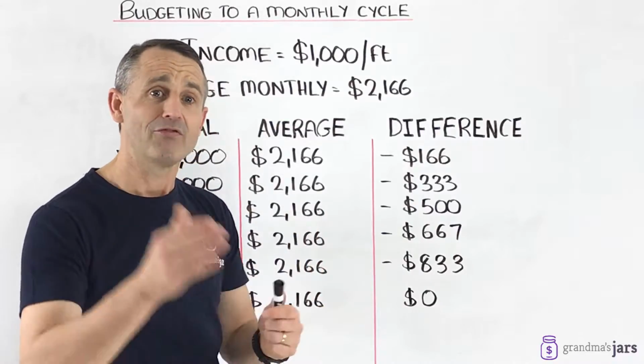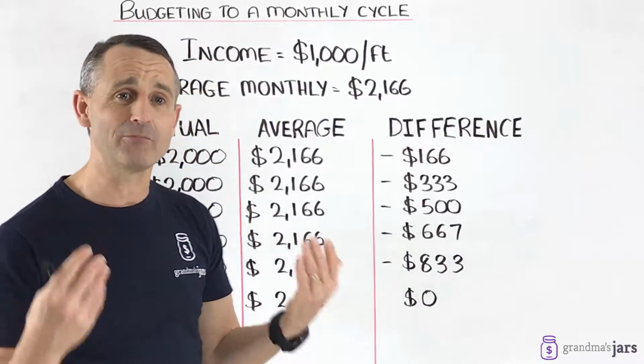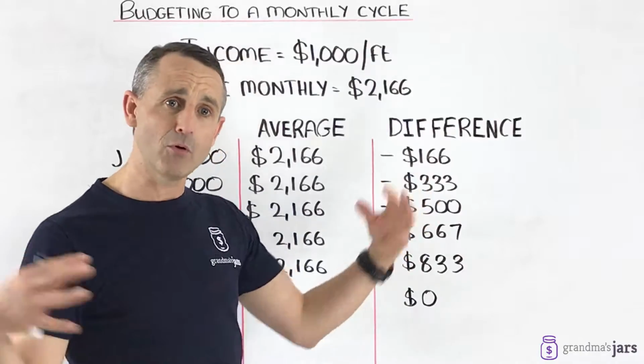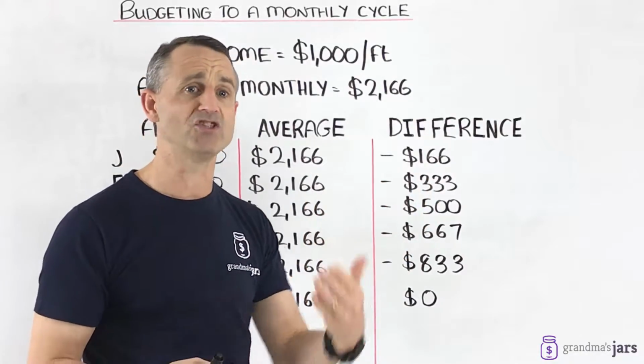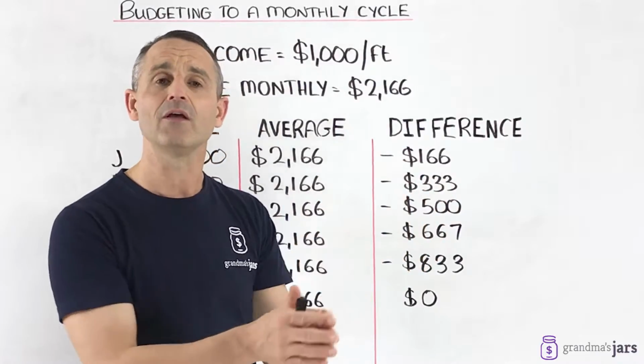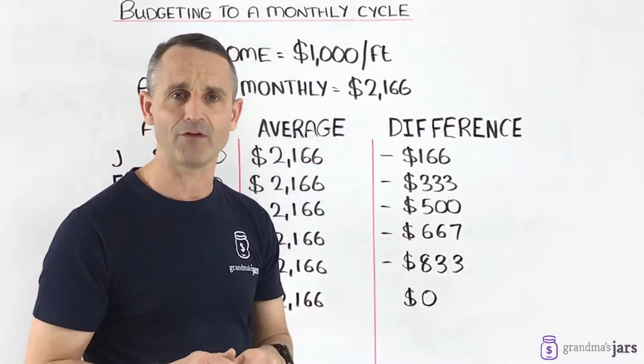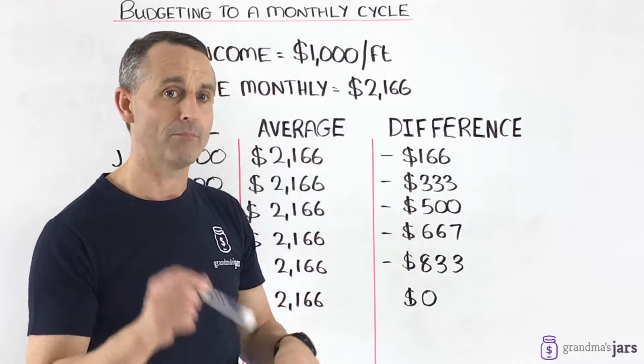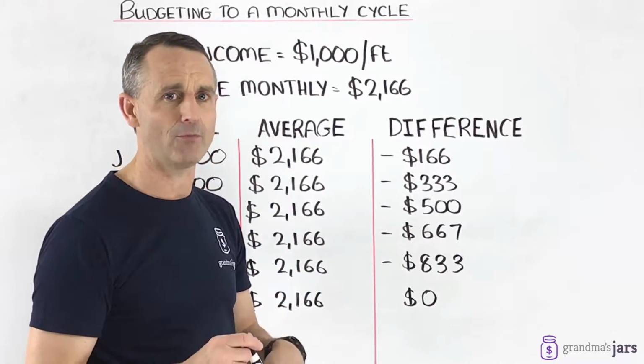Very exciting. The Grandma's Jars app actually does both calculations for you. When you put your income in, it'll work out what your minimum monthly income is, based on 4 weeks or 2 fortnight pays, and it will also work out your average monthly. So you'll be able to have a look at both. But where possible, go the minimum monthly option.